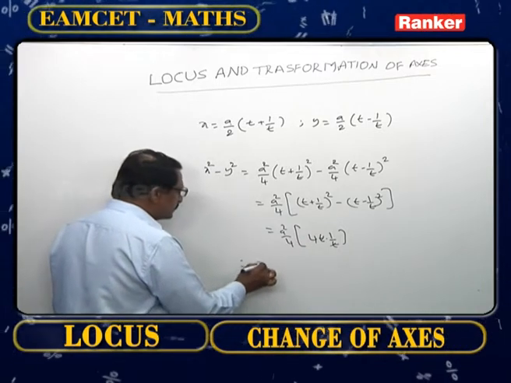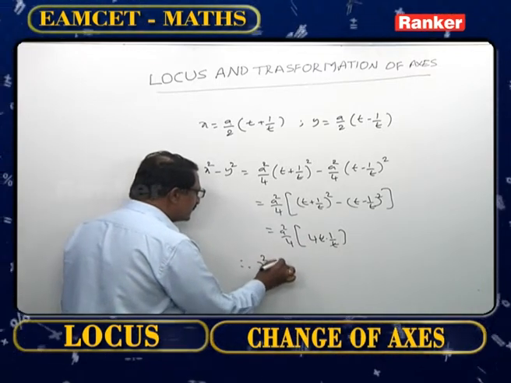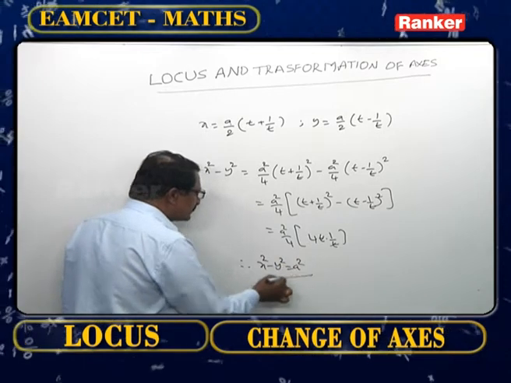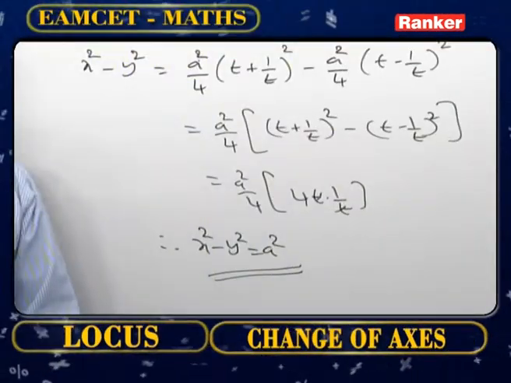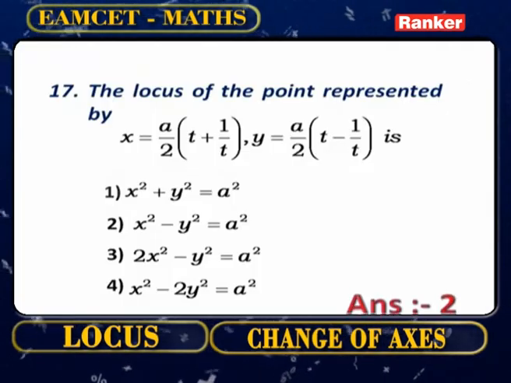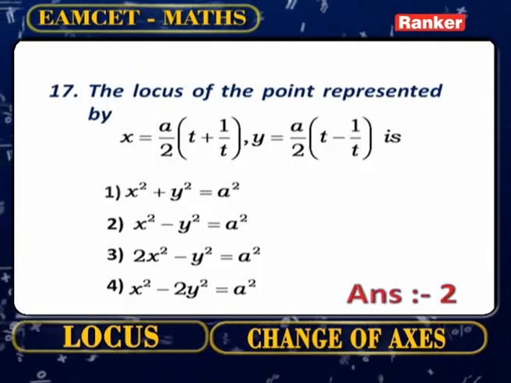Therefore, the required locus is x square minus y square equals a square. Therefore, the second option is the correct answer: x square minus y square equals a square.